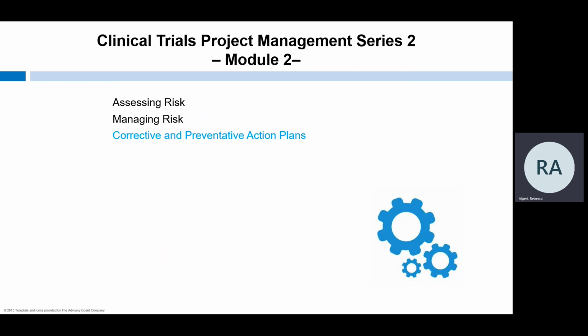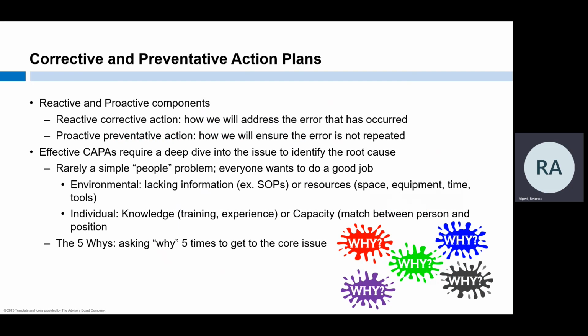So what happens when our best laid plans go awry or problems come up that we couldn't anticipate? Enter corrective and preventative action plans, or CAPAs. Think of a CAPA as its own miniature risk management plan. It has reactive and proactive components. Corrective action is reactive. How will we address the problem since it's happened? Preventative action is proactive. What will we do to make sure the error doesn't happen again?